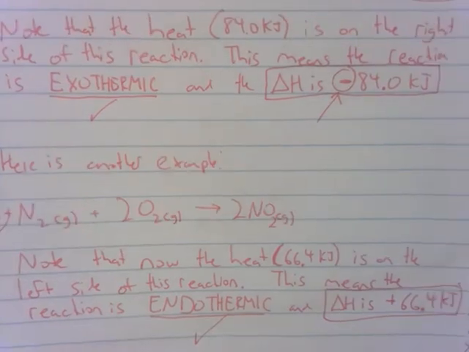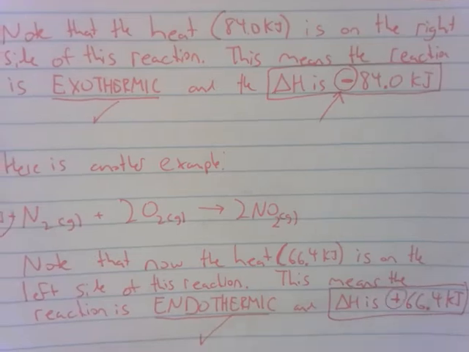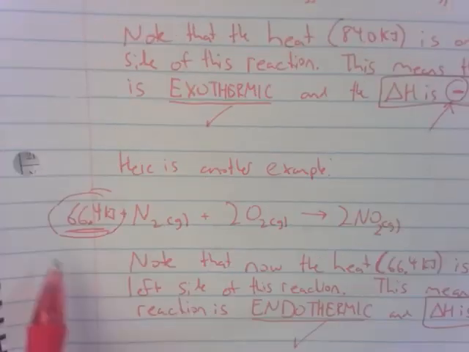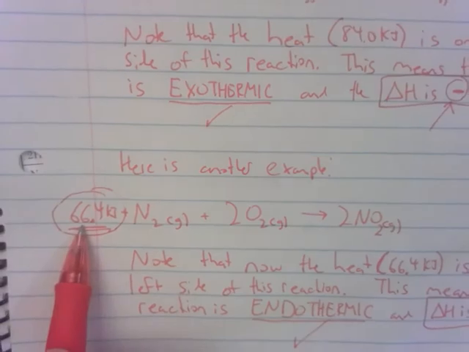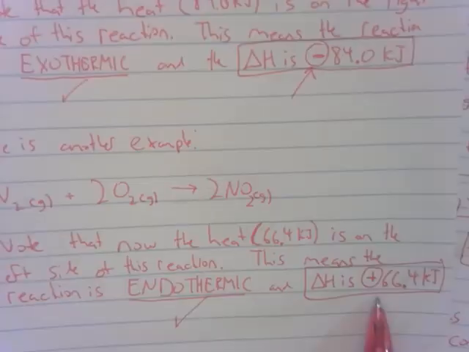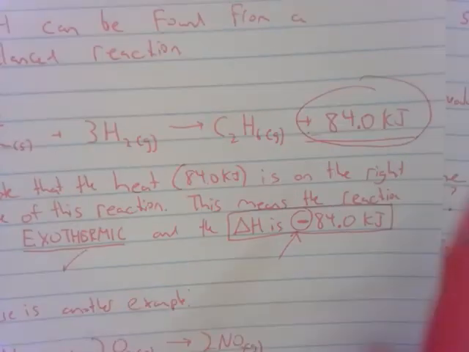Now again, let's make sure we're clear on this. When the heat's on the left, that means endothermic, and the delta H is a positive number. When the heat's on the right, that means it's an exothermic reaction, and delta H is a negative number.